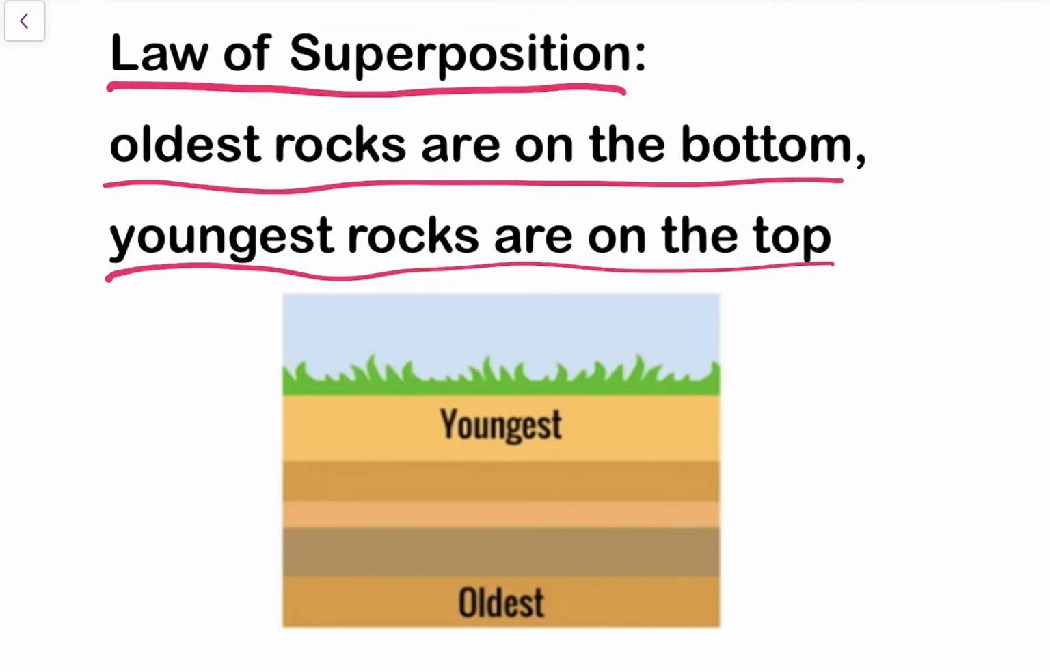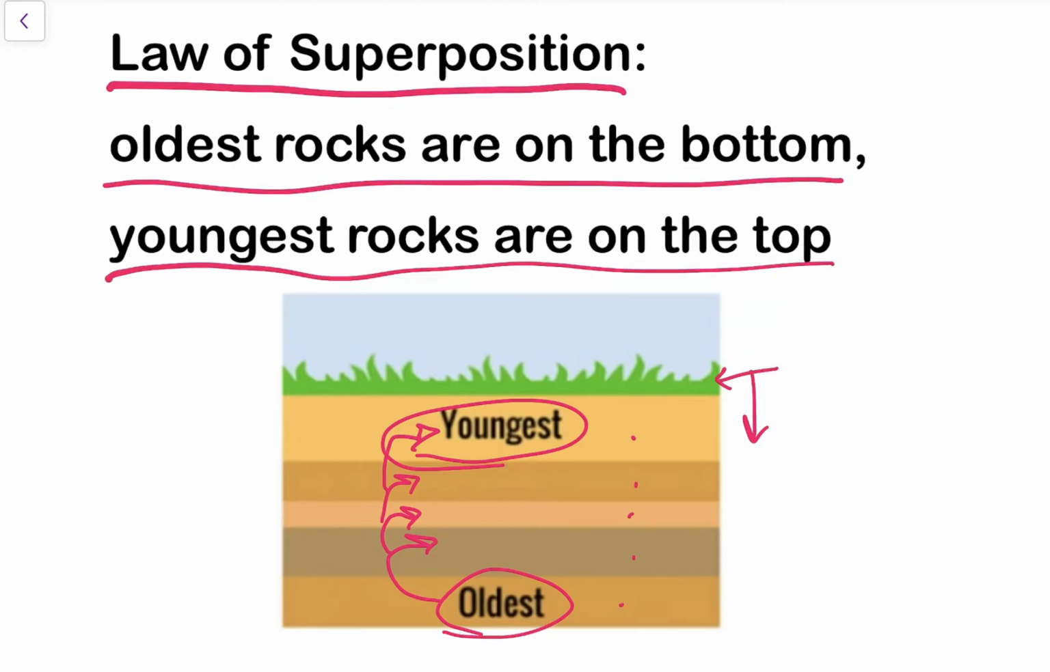So, for example, if you look at a few layers of rock in the Earth, here's the sky up here, here's the grass, and as we start digging down into the grass, we see a few different layers of rock. The oldest rock is on the bottom. Then this layer is a little bit younger. This is younger. And then the youngest layer is on the very top.